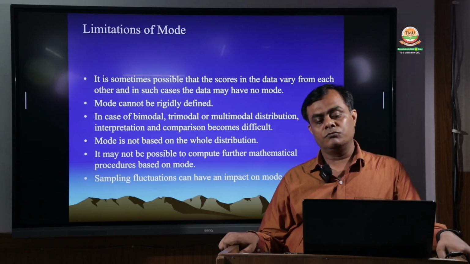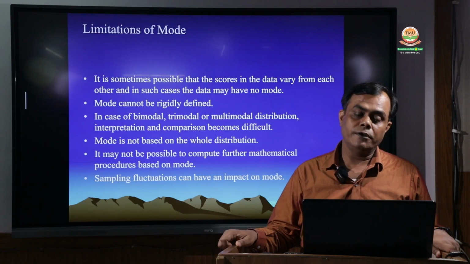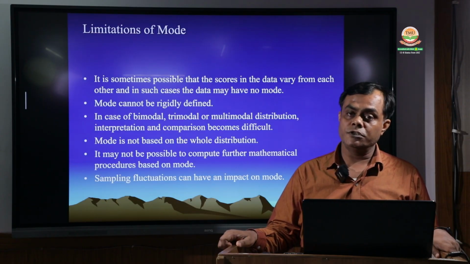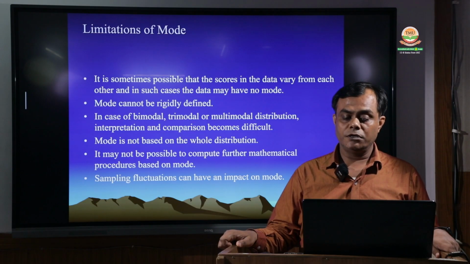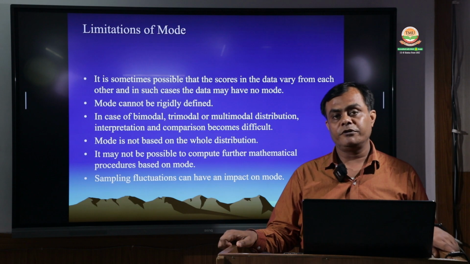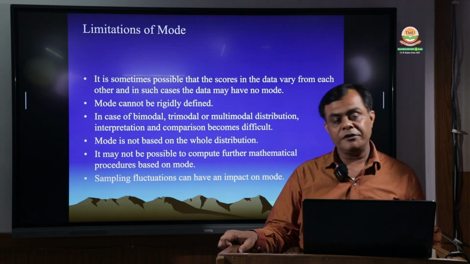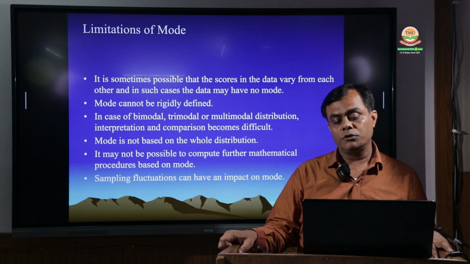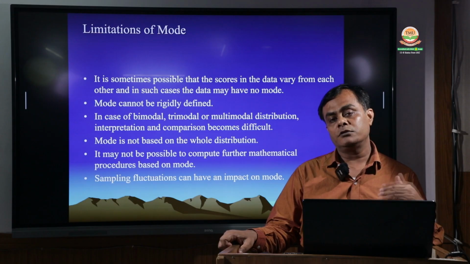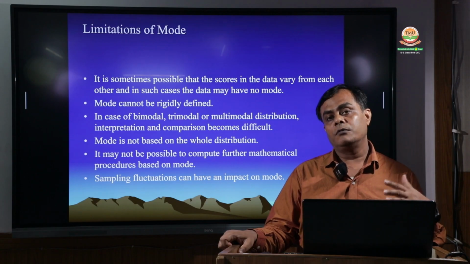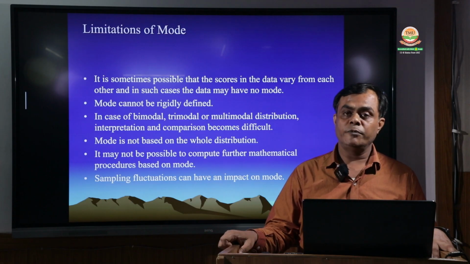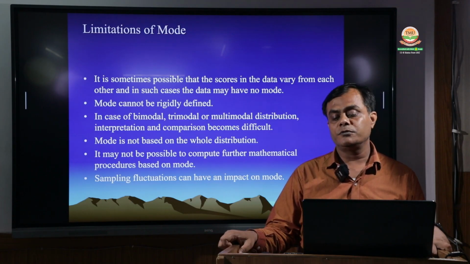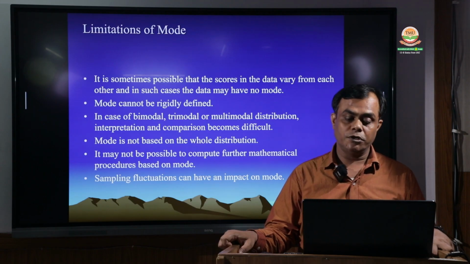The next limitation is that, as a statistical measurement, mode is not rigidly defined. In the case of bimodal, trimodal or multimodal distributions, interpretation and comparison become difficult. So we can say that if we have more than one mode, or more than three modes, or multiple mode distributions, it is tough to interpret and compare because of the difficulty of calculating the mode.